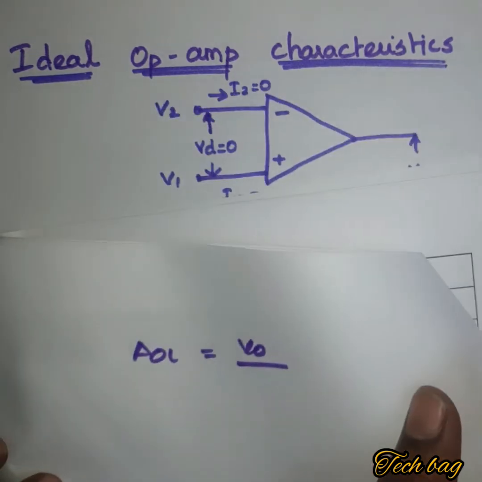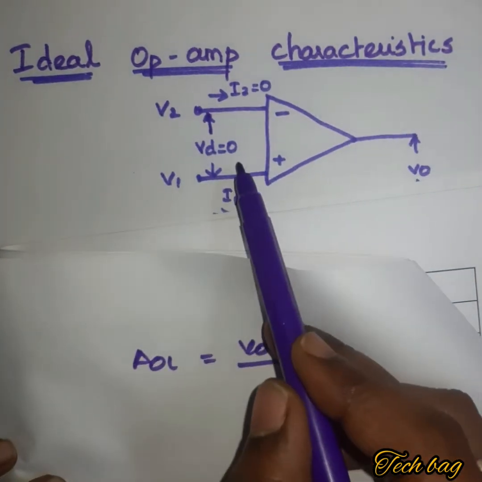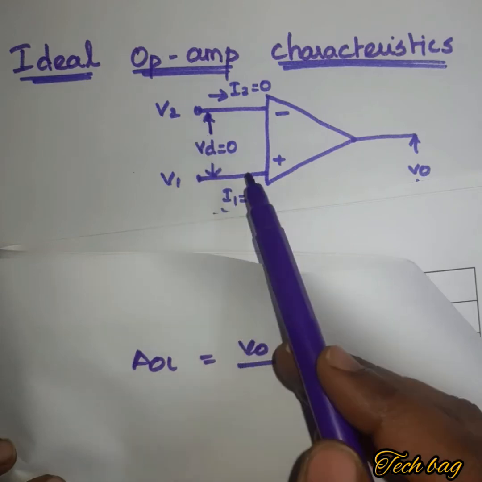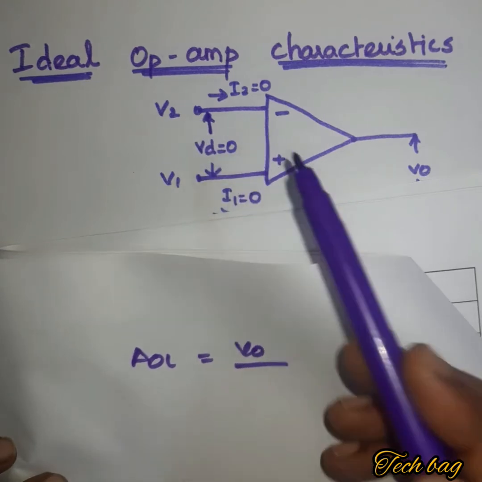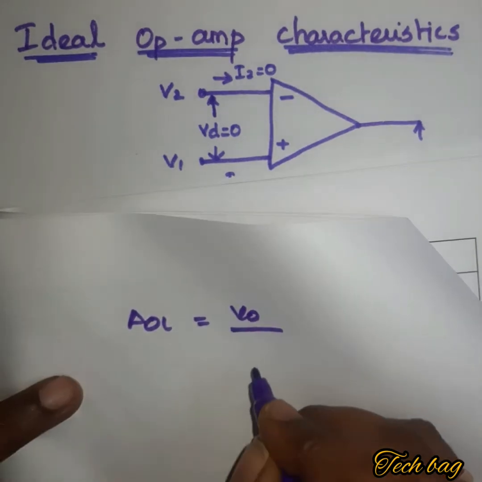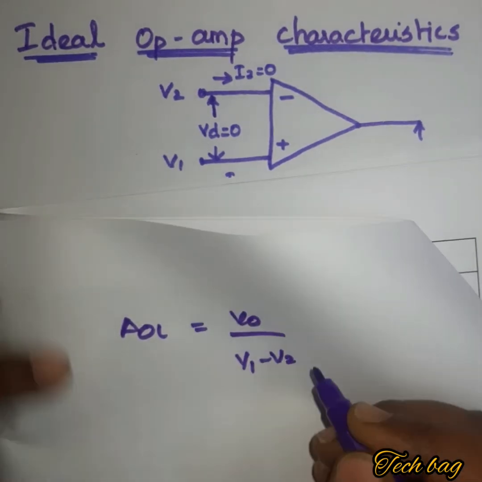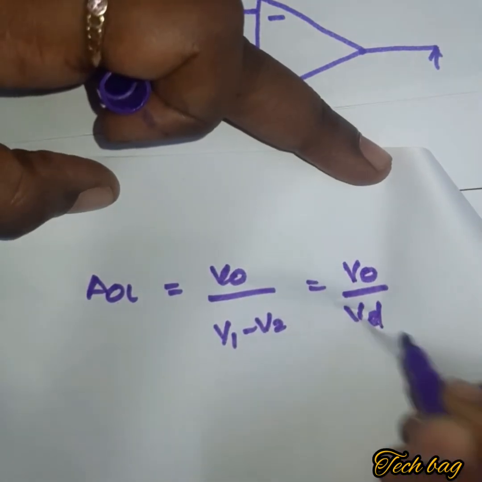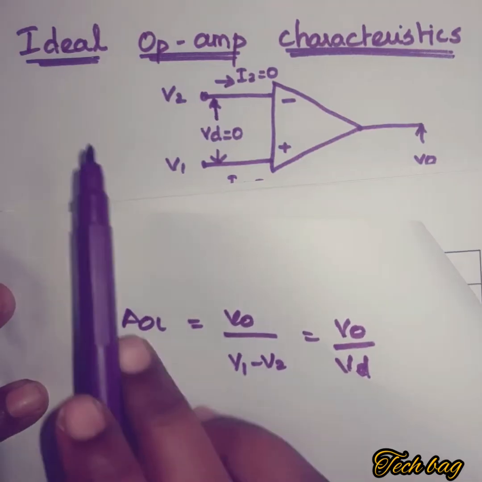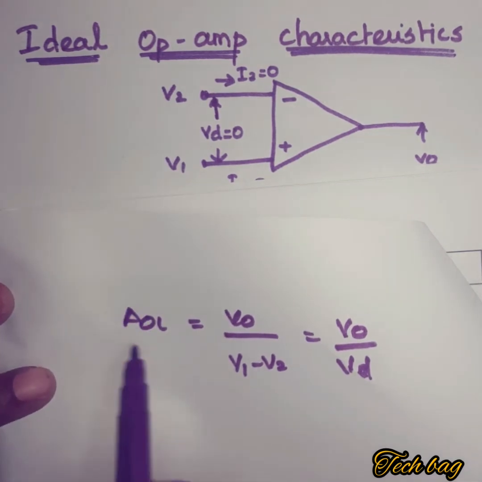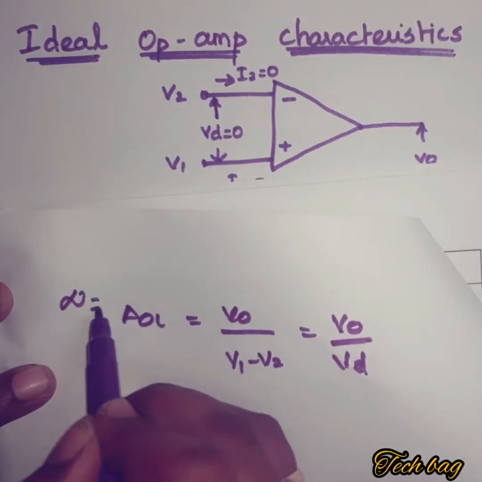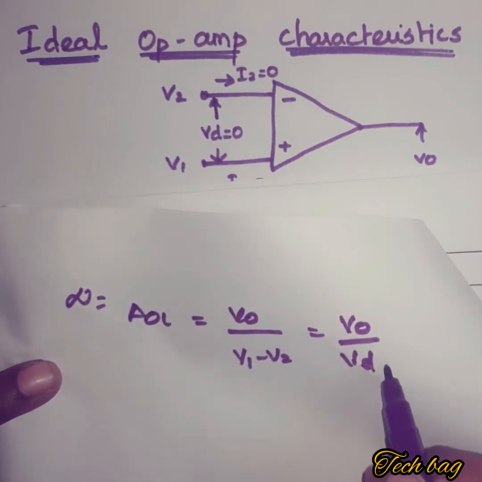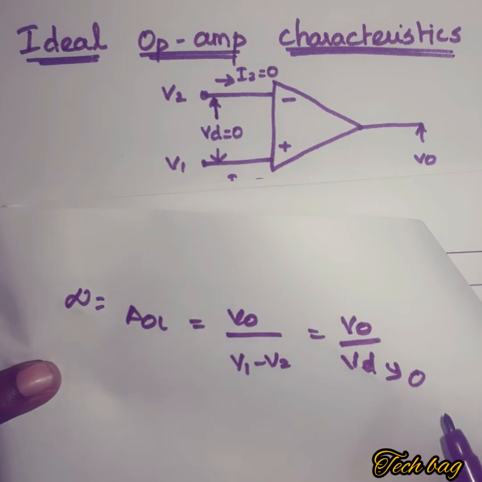In operational amplifier, this input voltage is the difference between the inputs which are applied at the inverting and non-inverting terminal. So V0 divided by V1 minus V2, that is equal to V0 by Vd. So in ideal operational amplifier, this open loop gain is infinity. To get infinity for any finite output voltage, this Vd value is essentially 0.